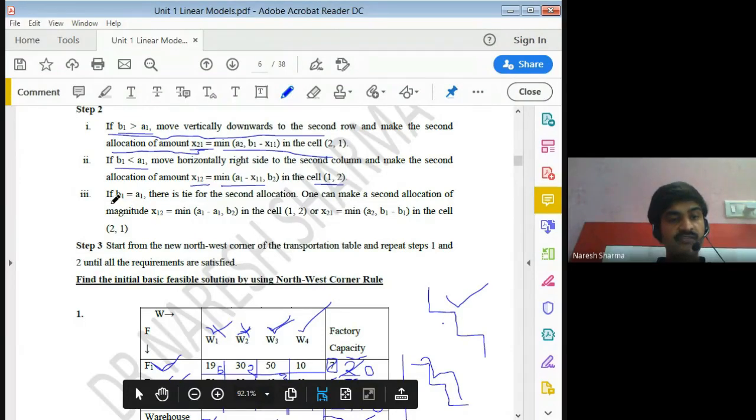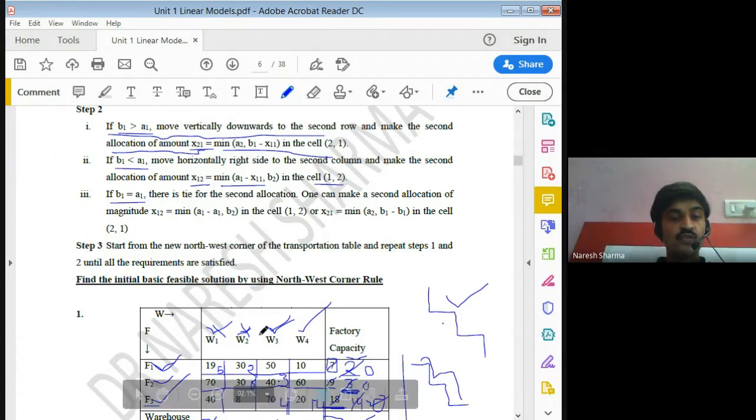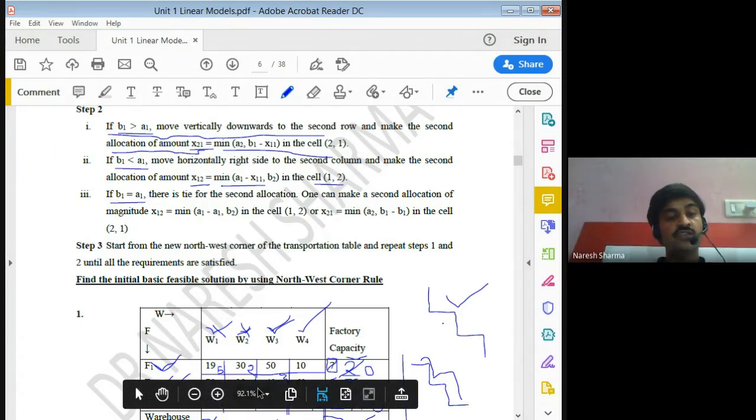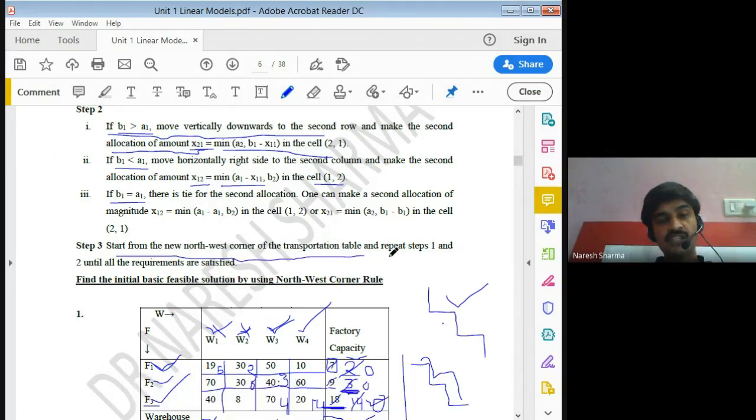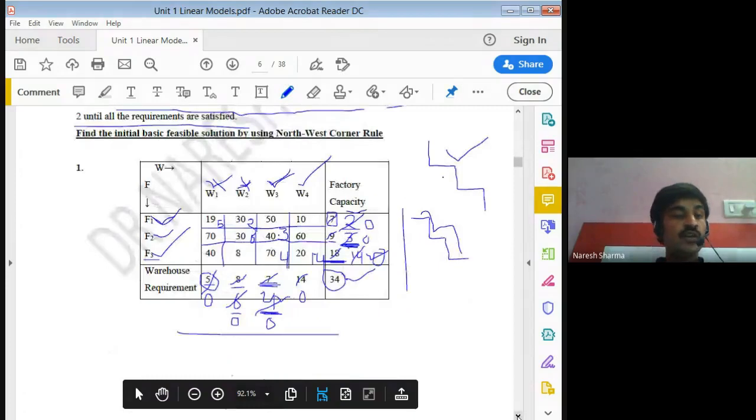If B1 and A1 are equal in some cases, then it's your choice. You can go right side or downside. Now in the third step, it says start from the northwest corner of the transportation table. Repeat steps 1 and 2 until all requirements are fulfilled. As in this example, we fulfill all requirements.